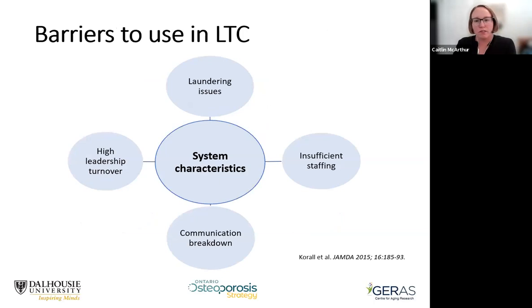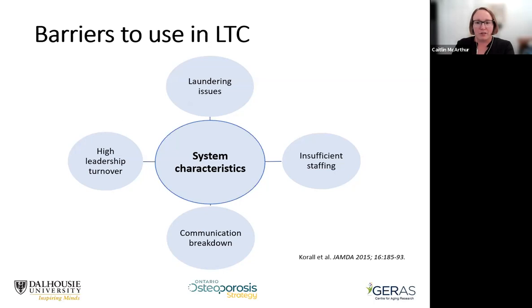For barriers to use at the system level, laundering issues were reported. So having clean hip protectors available was an issue. Sometimes there wouldn't be clean hip protectors available, especially for those who required frequent laundering, maybe because of incontinence or other issues. Or they could get damaged or lost in the laundry. Some can only be laundered a specific number of times before they need to be replaced. So that was certainly a barrier.